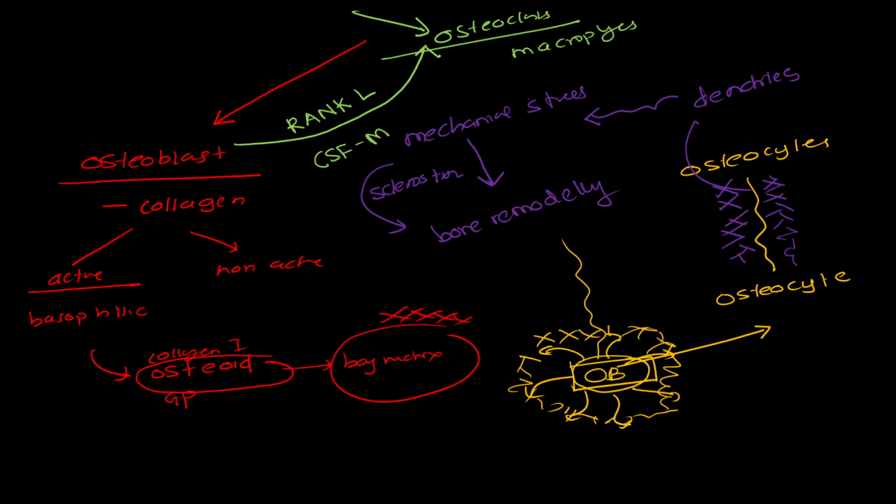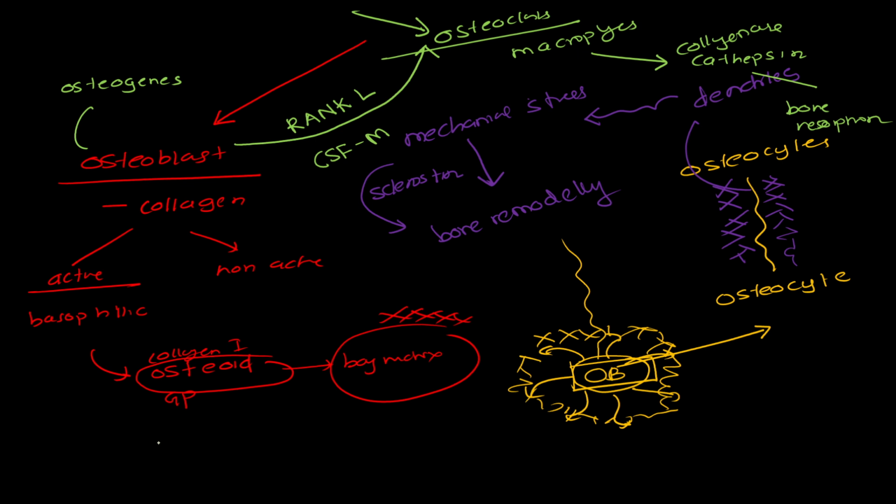Now, what does the osteoclast do? It will secrete collagenase and cathepsin. These are all enzymes, and they maintain an acidic environment where the bony matrix is broken down and dissolved to cause bone resorption. So this is bone resorption, and the osteoblast is involved in osteogenesis, bone production.